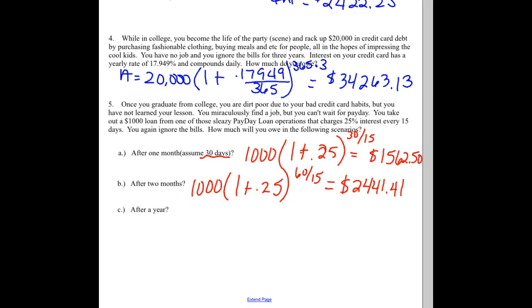What if we wait a year? Well, how many days are there in a year? 365. Every 15 of those, they're going to charge us interest. Now what do we owe?